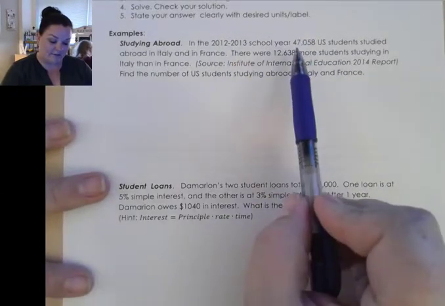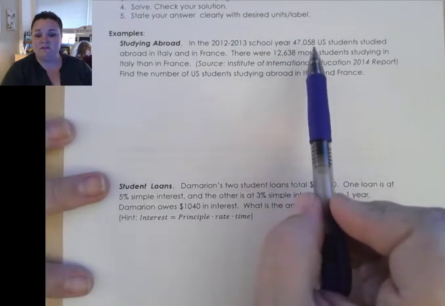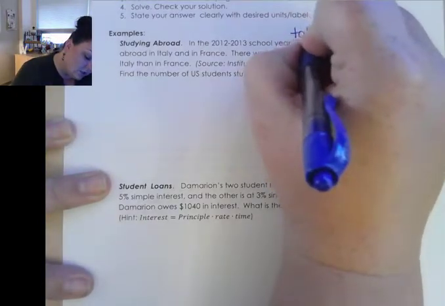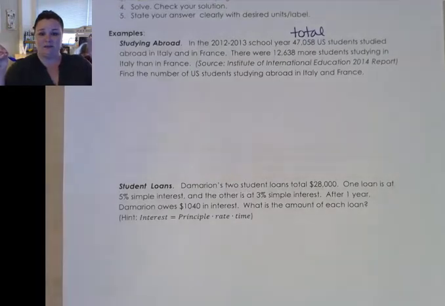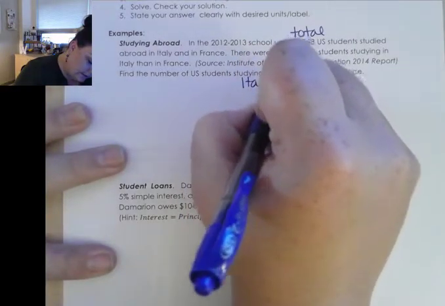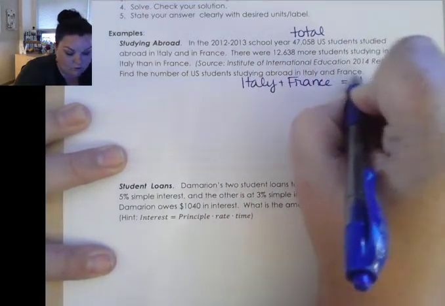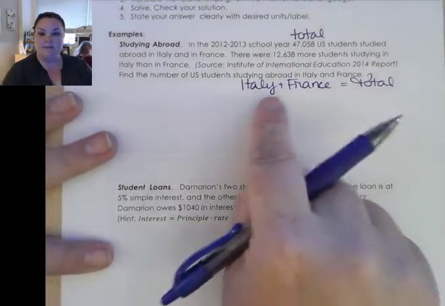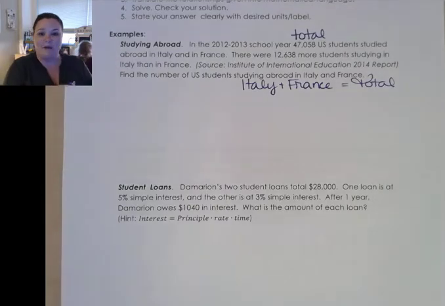Because they already gave us the total, right? They said during this school year, 47,058 U.S. students studied abroad, right? So we already know this is our total. And in order to get a total, we're adding Italy plus France. Italy plus France is going to equal the total number of students we have studying abroad. So we need to know something about each of these. It doesn't tell me how many were in Italy. It doesn't tell me how many were in France.